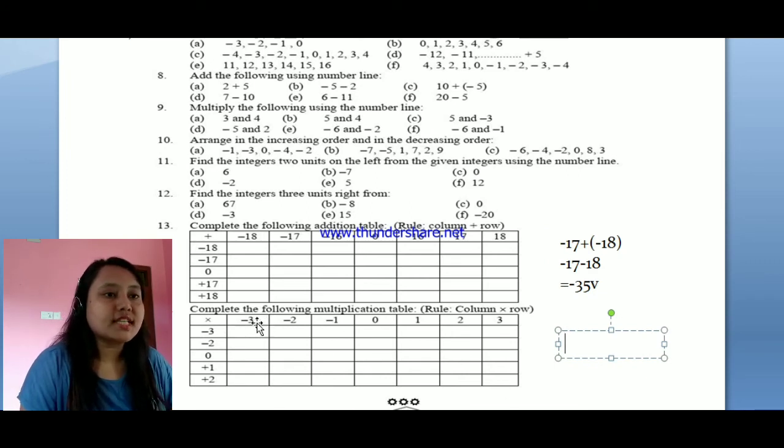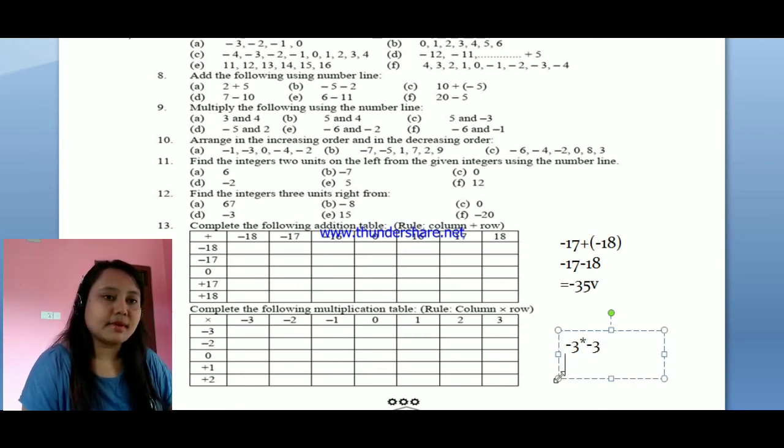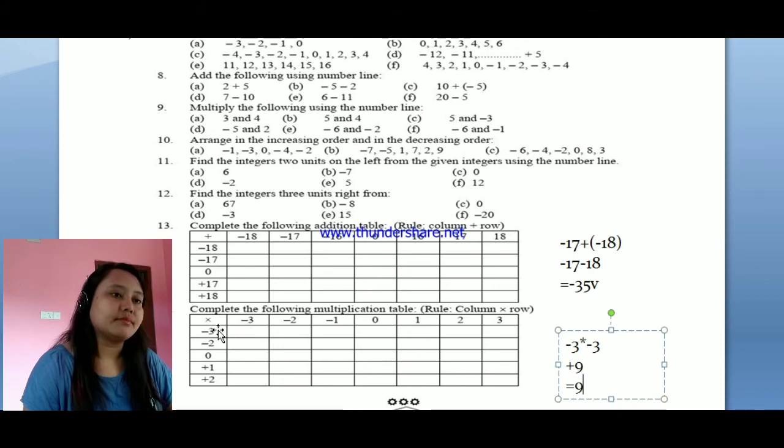Now what the question is asking you: there is minus 3 in the column and also minus 3 in the row. So minus 3 into minus 3 will be there. Minus into minus becomes plus, right? And 3 into 3 becomes 9. So minus 3 into minus 3 becomes plus 9. No need to write plus, so we'll be writing 9 only, and here we'll be writing 9.